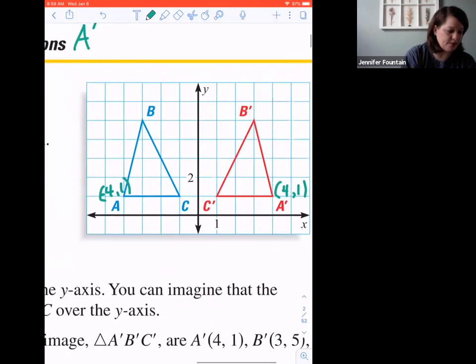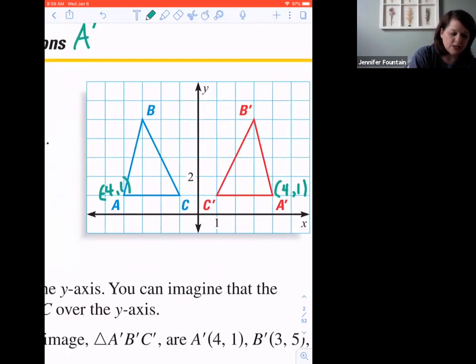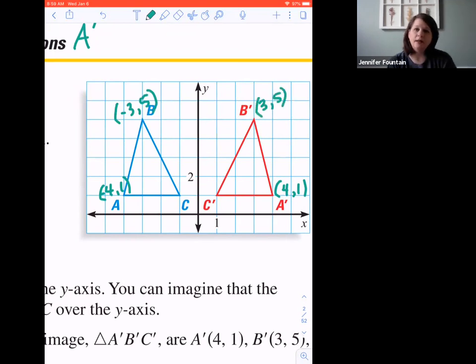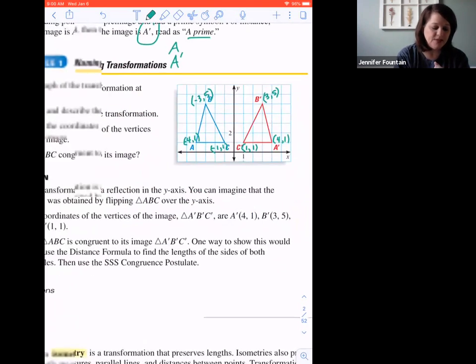Okay, let's look at letter B. In letter B, we've got 1, 2, 3, negative 3, 1, 2, 3, 4, 5. So I'm at negative 3, 5. When I look at my reflection, I'm at 1, 2, 3, 1, 2, 3, 4, 5. So again, X became positive, and Y stays the same. Letter C, I start out with negative 1, 1, and with my reflection, I'm at 1, 1. So we can see that reflection over the y-axis just changes my X values. My Y's are staying exactly the same, but I have taken the opposite X values.